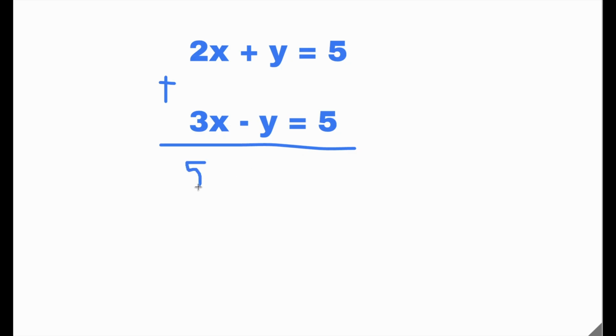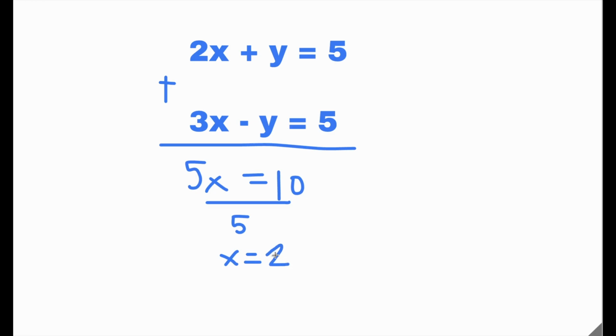So this is going to be a fairly easy example of elimination where these are already set up how we like them and they're already going to cancel out easily. So y plus negative y is just going to be 0, so that's just going to leave us with 5x equals 10. And then we can divide that by 5, and then we're going to get that x equals 2.